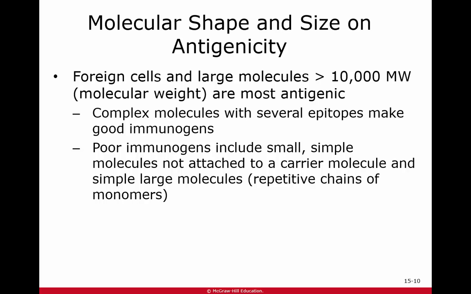The foreign cells and the larger molecules that have a molecular weight greater than 10,000 are the most antigenic. These are complex molecules that have several epitopes, or molecular fragments, that make good immunogens. The poor immunogens are the small, simple molecules that don't attach to a carrier molecule, and those that are just simple, large molecules where it's a repetitive chain of monomers.